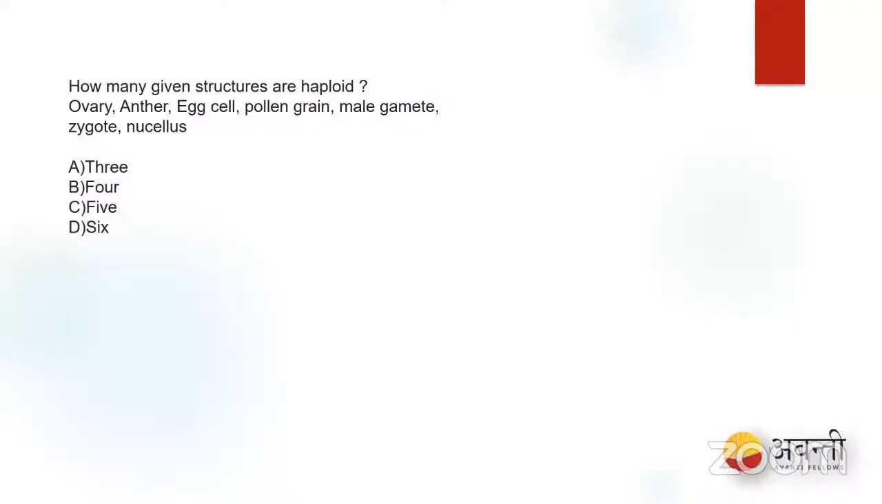How many given structures are haploid? Ovary, anther, egg cell, pollen grain, male gamete, zygote, and nucellus. Your options are 3, 4, 5, and 6. Okay, I will launch an MCQ poll. You can just answer your question. And the people who are from YouTube, you can do it directly in the chat box.